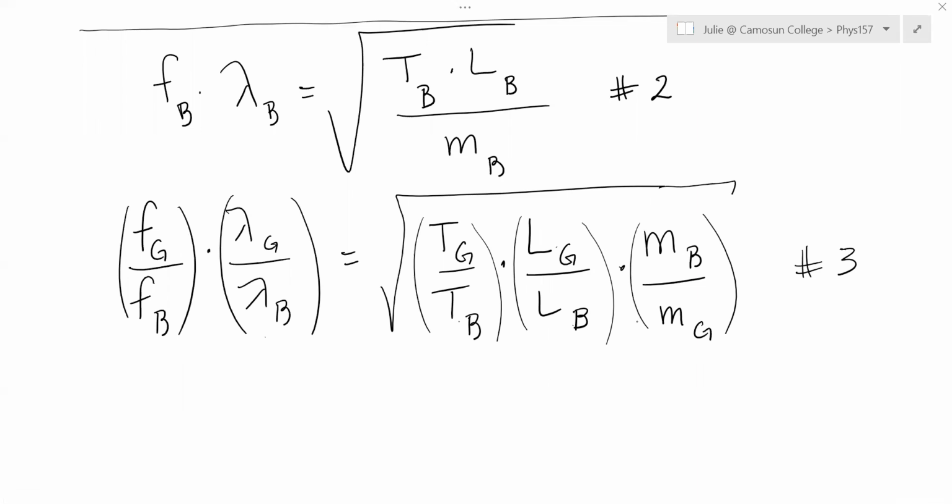So I could tell you anything. I could say, oh, here's the ratio of the frequencies. A whole bunch of ratios are 1, like they have the same wavelength. So that would be 1. They have the same tension. The tension ratio would be 1. They have the same mass. Mass ratio would be 1. Maybe then you have to find out what the length ratio is. So in this particular question, let's see which ones are we given.